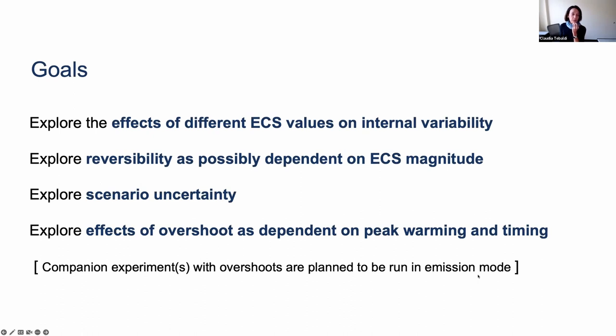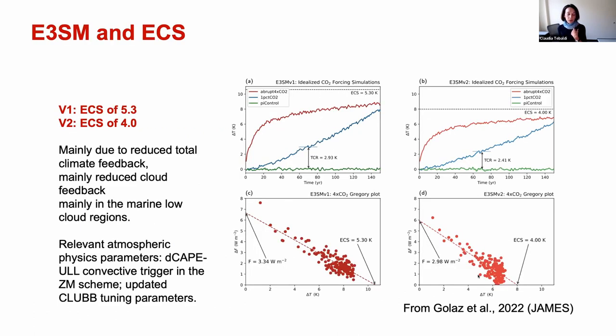So the goals, as you can imagine, are to try and figure out the effects of climate sensitivity on internal variability, on reversibility, explore scenario uncertainty, and possibly the effects of the overshoot as dependent on the peak warming and timing. So, just a slide to show you that we have some experience with a model that changes climate sensitivity.